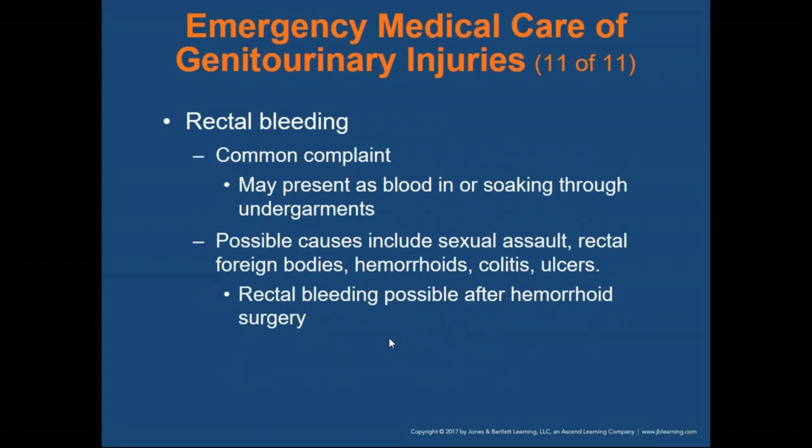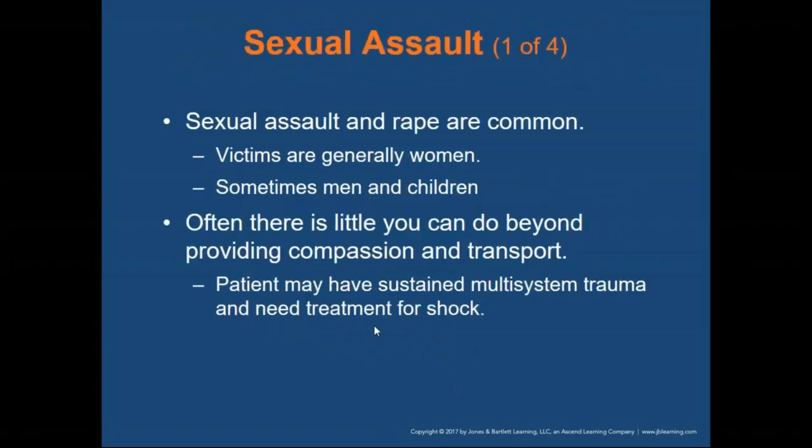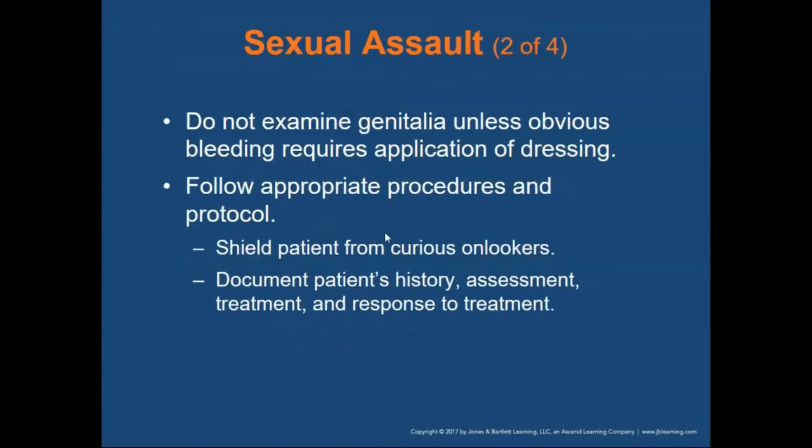Rectal bleeding, we need to note if there's rectal bleeding. Things that can cause it: sexual assault, foreign bodies in the rectum, hemorrhoids, ulcers, colitis. What color is the blood? How much of it is there? And then have those assessed at the hospital. We've talked about sexual assaults in 2 other chapters, so I'm going to slide right on past that.